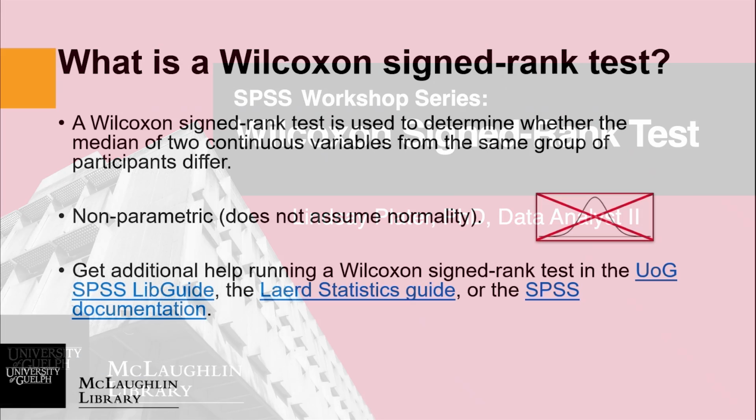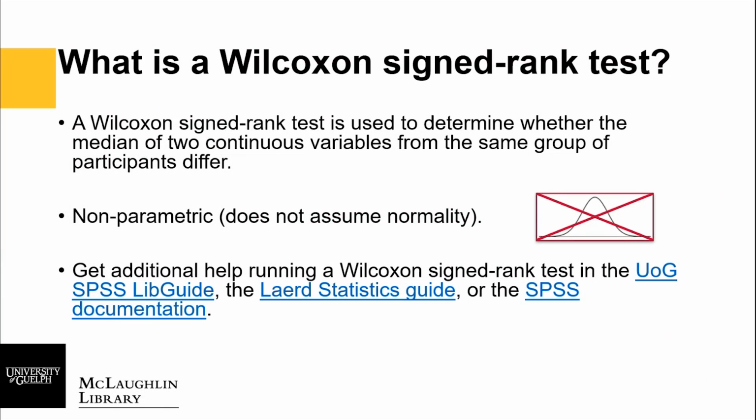So, what is a Wilcoxon signed rank test? A Wilcoxon signed rank test is used to determine whether the median of two continuous variables from the same group of participants differ. This is a non-parametric test, which means that the data do not assume normality. They do not have to follow this standard bell-shaped curve.